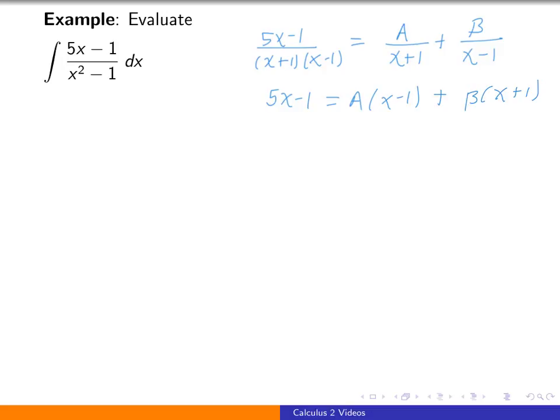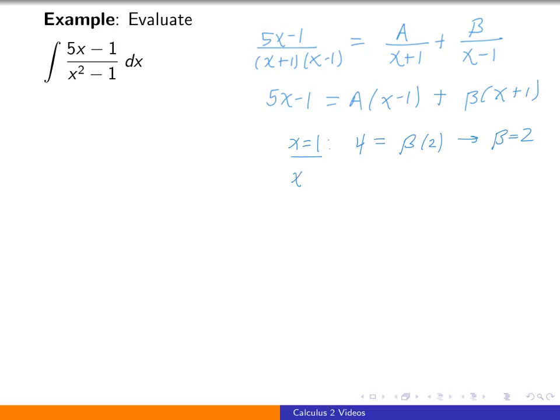So to determine A and B, if it is possible, we can use intelligent choices for x. And corresponding to every linear term, there will be an intelligent choice that we can use. For example, let's observe, if we plug in x equals 1, the A term goes away, and we can solve for B. So let's do that. If x is equal to 1, the left-hand side would be 5 minus 1, which is 4. On the right, the A term cancels, and we're left with just B times 2. So 4 equals 2B implies that the value of our constant B is 2.